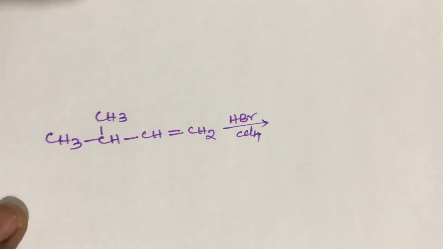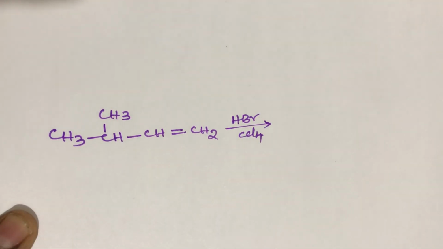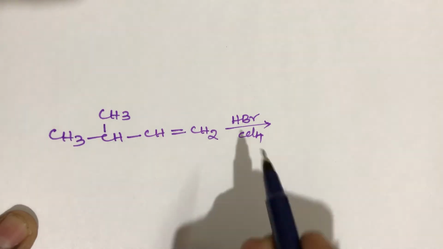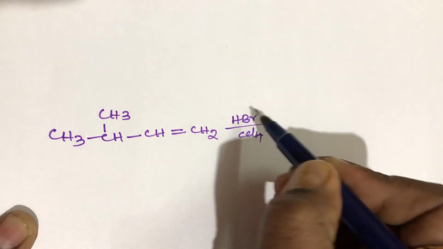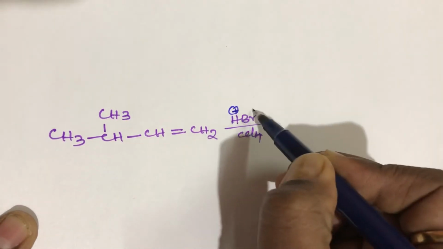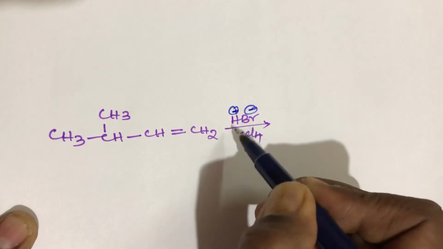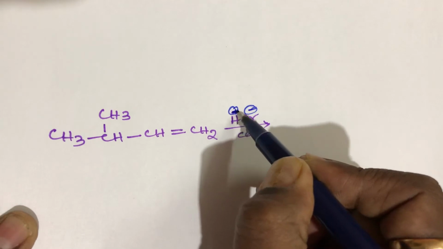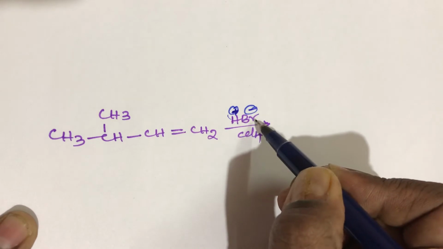Now take another example, 3-methyl-1-butene. It also belongs to alkenes and also undergoes electrophilic addition reaction. The alkene reacts with HBr in the presence of CCl4. Here we know that H is positive and Br is negative. The bond between H and Br breaks, so hydrogen gets a positive charge and bromine gets a negative charge. This positive species is called the electrophile and Br minus is called the nucleophile.